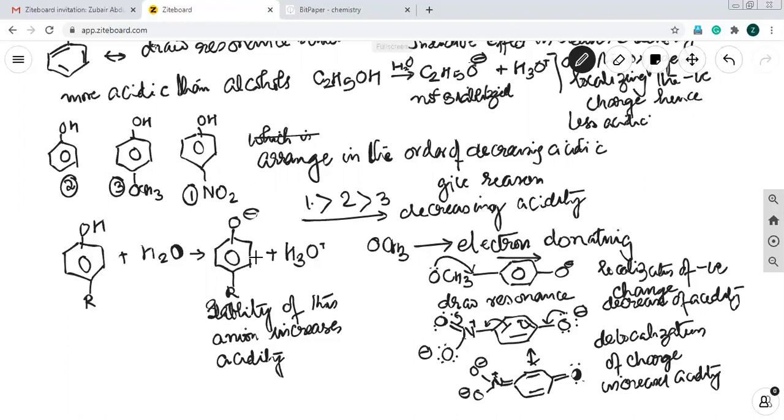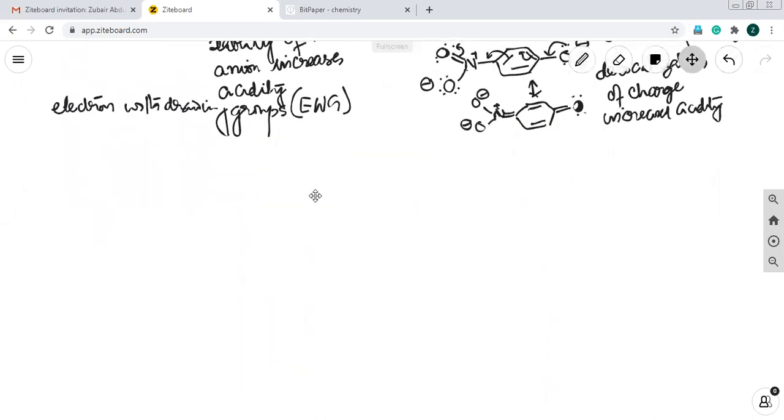Okay. So, this is about the acidity of phenols and the effect of substituents. This is what is called the effect of substituents on the acidity of phenol, right? So if you have electron withdrawing groups, EWG, electron withdrawing groups will increase acidity.